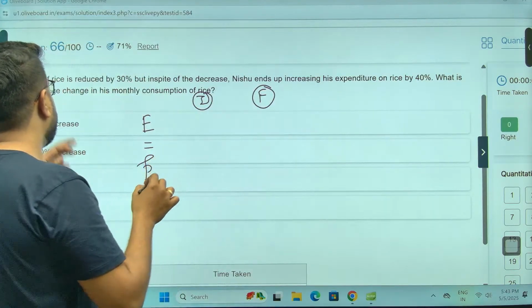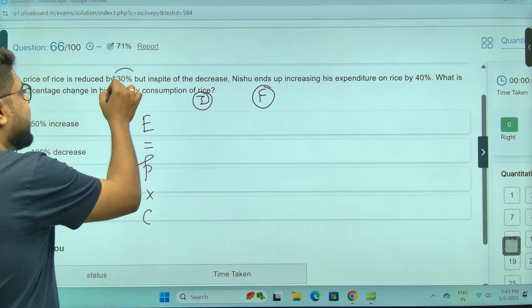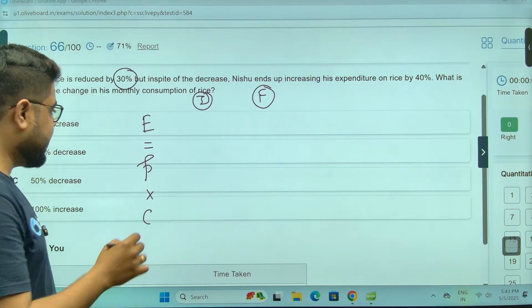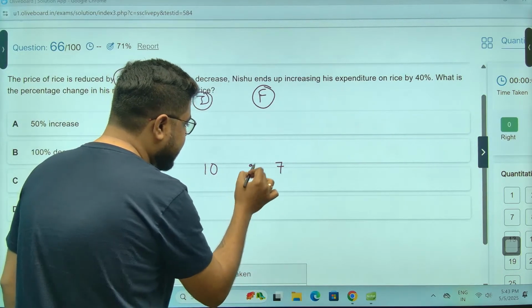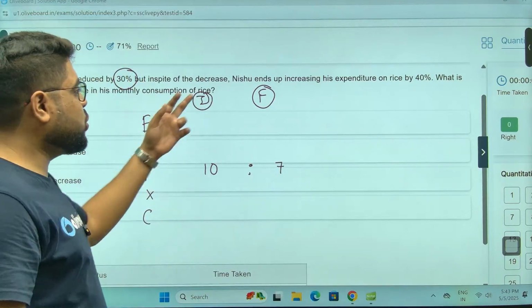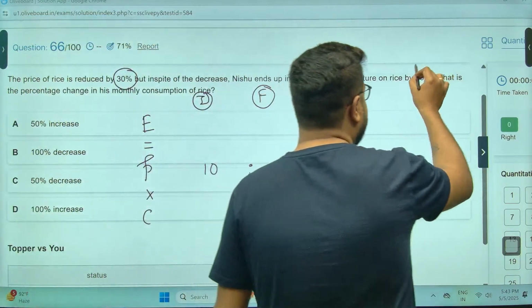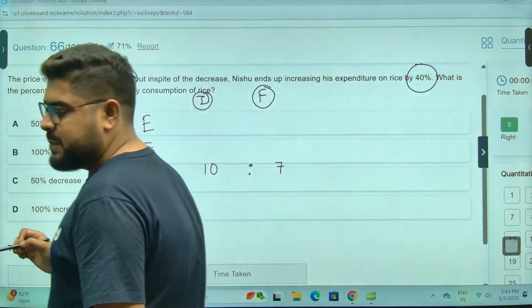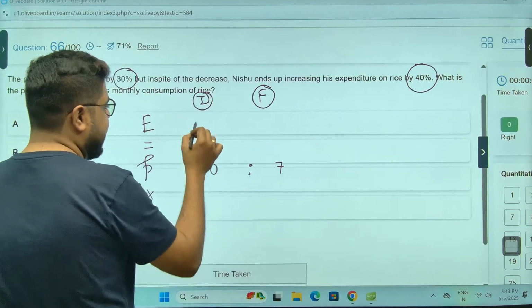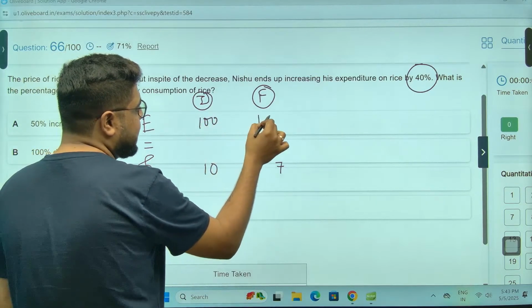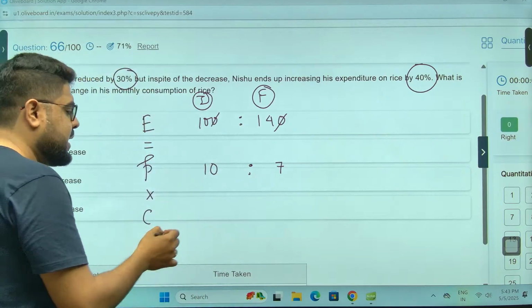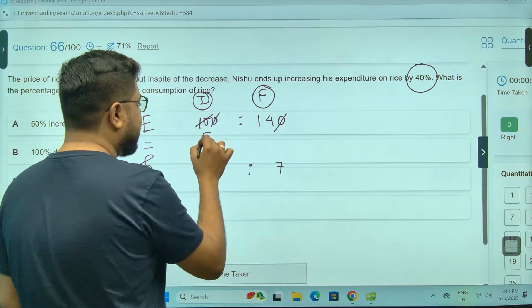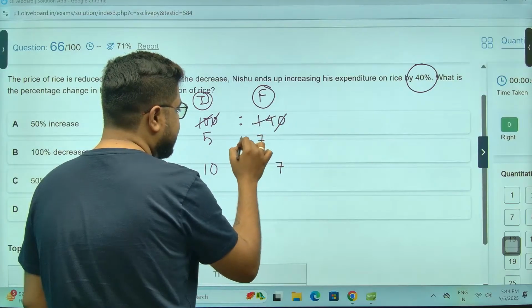Let's see initial. Price of the rice reduced by 30%. Meaning, sir, if the price was 10 rupees, it is now 7 rupees. It has reduced by this. Nishu ends up increasing his expenditure by 40%. Meaning, sir, if expenditure was 100 rupees, now it is 140 rupees. Let's say, sir, this is 10:14, or if you want, you can write, sir, this is 5:7 as well.